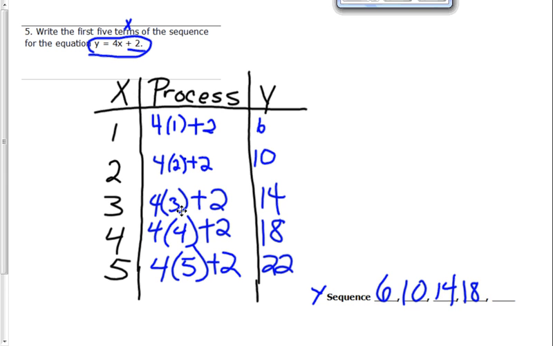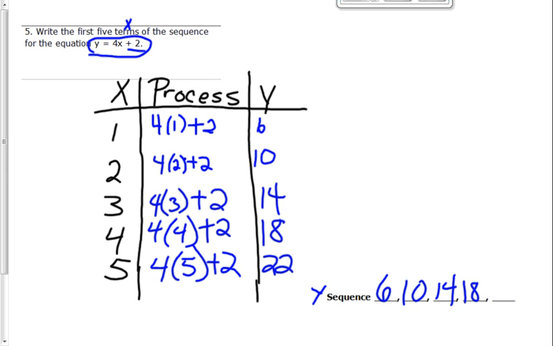4 times 3 is 12. 12 plus 2 is 14. The next one, 4 times 4 is 16, plus 2 is 18. Then we have 4 times 5 is 20, plus 2 is 22.